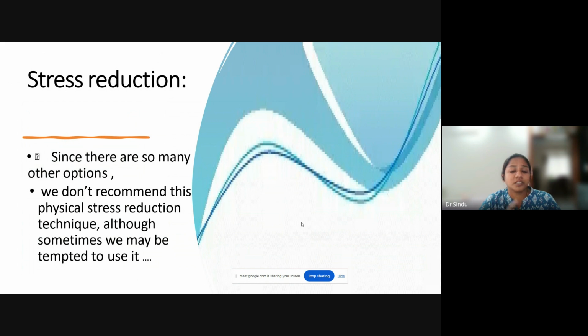The second one is eat well. If you are eating proper healthy food, fruits, vegetables, and good proteins and fats, it can reduce stress. Third one is sleep. You have to get restful sleep and stick to a sleep routine. Fourth one is practice mindfulness. Try meditation, yoga, or Tai Chi.